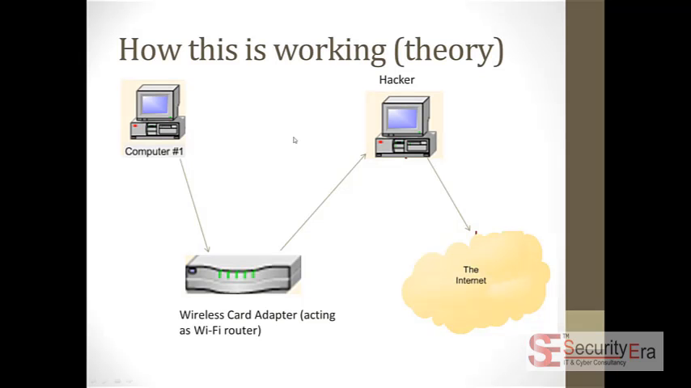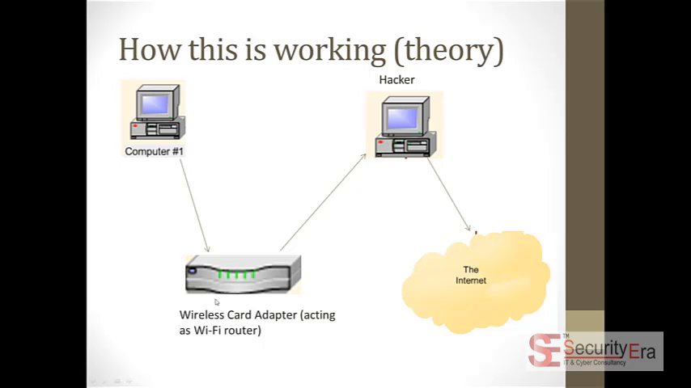So I thought it was important for you to understand the theory behind how this is actually working. So say computer 1 in this diagram is your neighbor. They are searching for Wi-Fi connections and they see this one pop up. Now this is the fake one we have created, but basically what we're doing is we're using a wireless card and we're making it act like a Wi-Fi router. So they will see this router and think, oh, I'll connect to it because it looks like free internet, they haven't put a key on it, so I'll just connect.